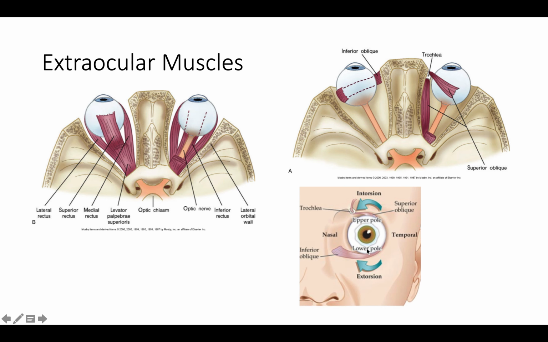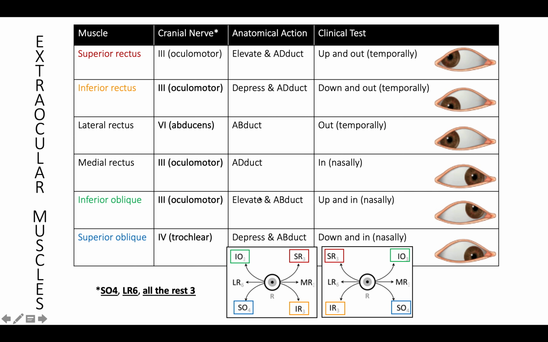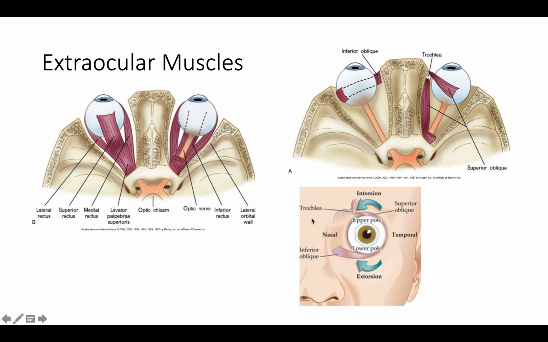Okay, so here's this inferior oblique. It's attaching laterally and pulling, going underneath inferiorly and pulling up. And so that's why it elevates and abducts, where there's intorsion with the superior oblique. And you can see them as they attach here.